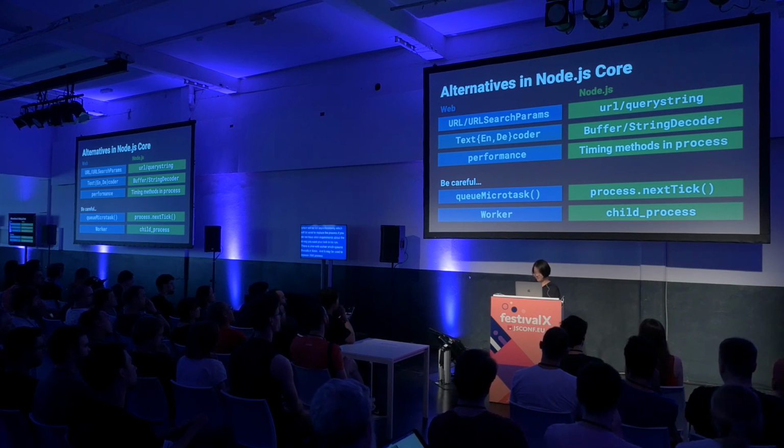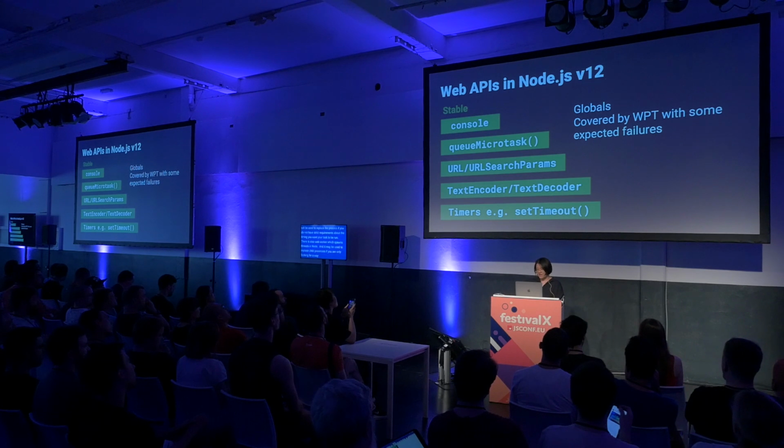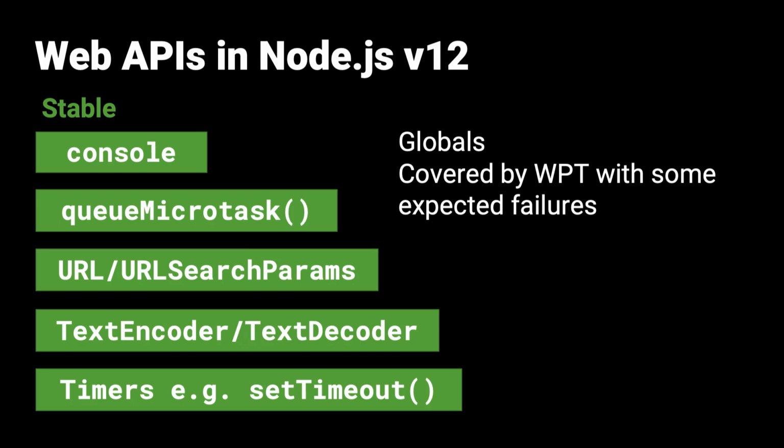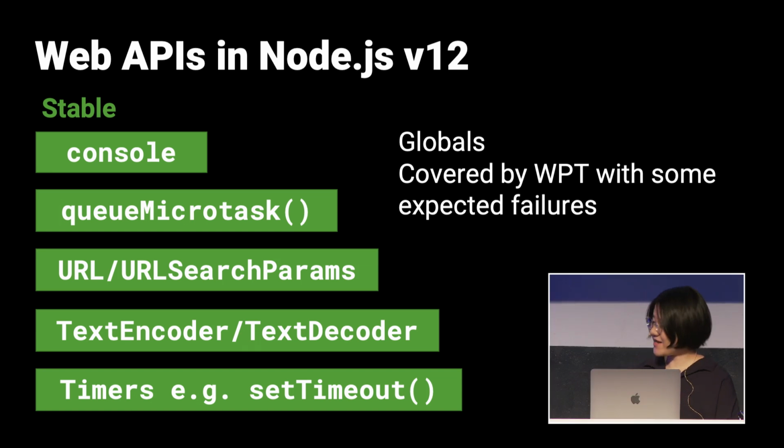So as of Node 12, we have several web API implementations that are now stable and can be used in production. Those are listed on the left here. And these are available as globals, so you don't have to require a built-in to get hold of them. These are also covered by the web platform tests in Node core. There may be some additional extensions in these APIs and some minor unspecified behavior differences, but at least those are fairly limited, and we are aware of them.